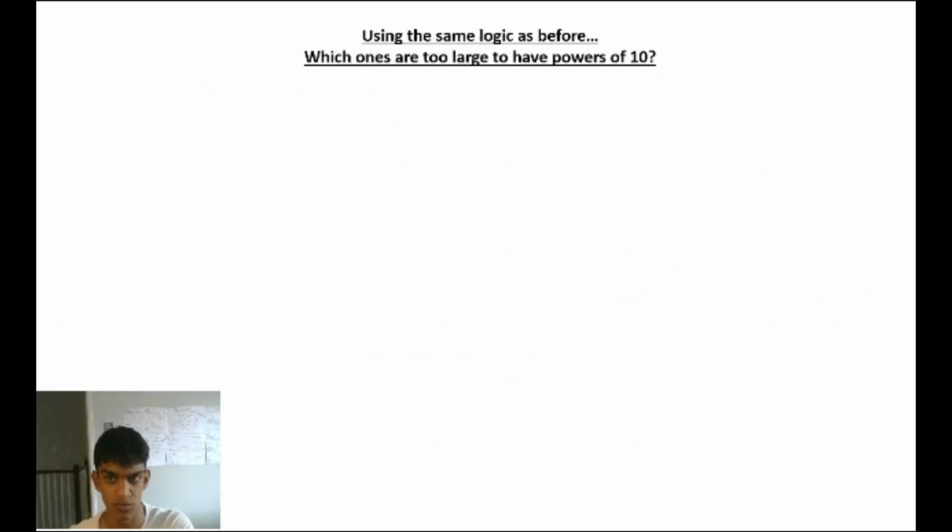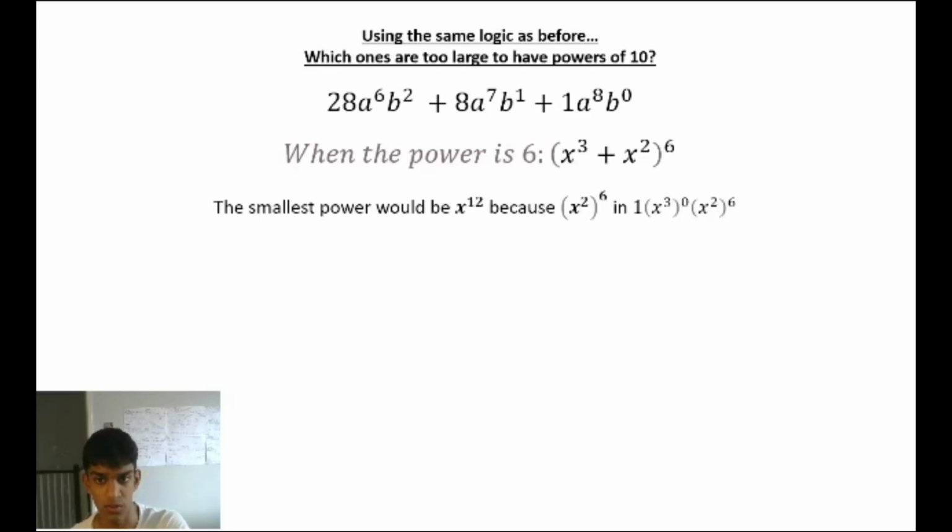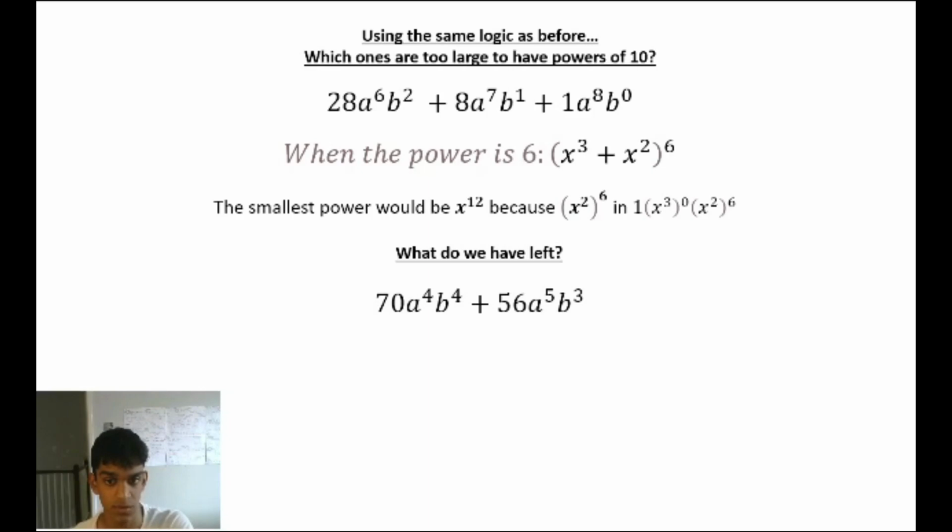So using the same logic as before, which ones are too large to contain a power of 10? It's these ones. So we'll take the smallest one again. We get a to the power of 6. So what's the minimum and what's the maximum? We only really care about the minimum because it is x squared to the power of 6, which is x to the 12. And that will be the last part of the expansion. So what do we have left? We have 70 with a to the power 4 and b to the power 4, as well as 56 with a to the power 5 and b to the power 3.